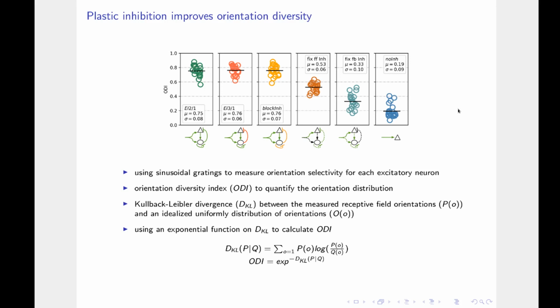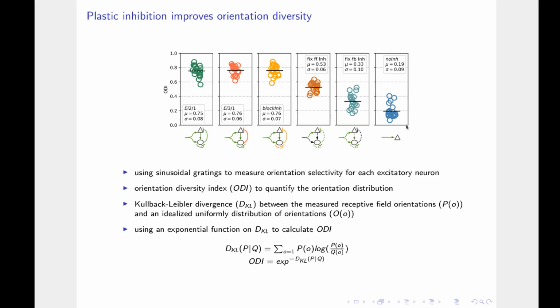After stable receptive fields had emerged, we measured the preferred orientation of each excitatory neuron with sinusoidal gratings. Based on that, we calculated an orientation diversity index, where a value closer to 1 means more different orientations and a value closer to 0 fewer different orientations. As you can see, the models with inhibitory plasticity on all synapses show a high orientation diversity. In contrast, if the feed-forward inhibition is fixed during the development phase, the ODI decreases. It decreases even further if the feedback inhibition is fixed.